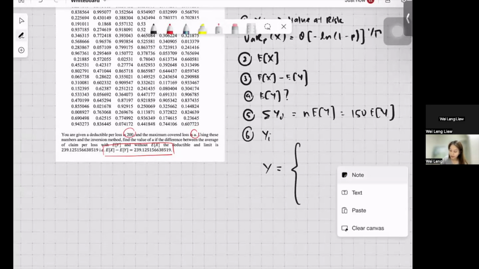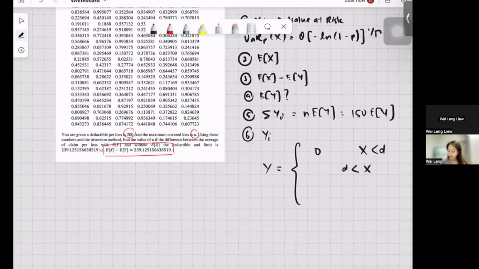When X is less than the deductible, the insurance company will not pay anything. When X is between the deductible and the maximum covered loss, the insurance company will pay X minus D, that is your claim severity minus the deductible. Finally, if X is greater than the maximum covered loss U, the company will just pay the maximum covered loss minus D.